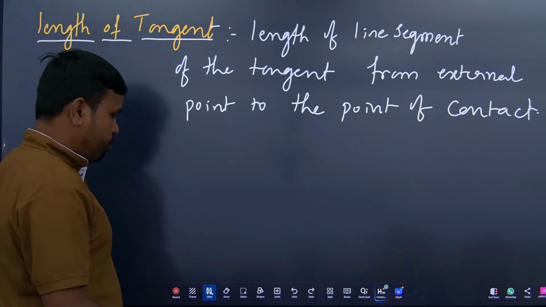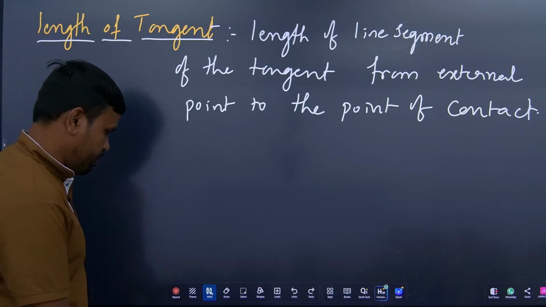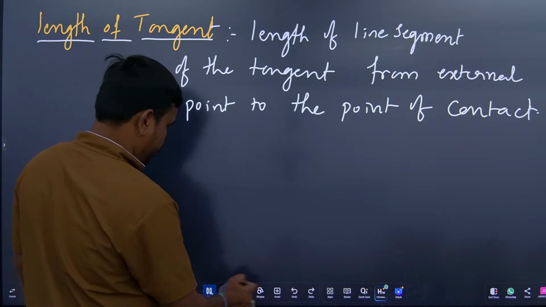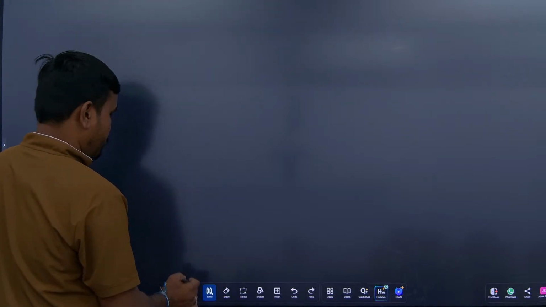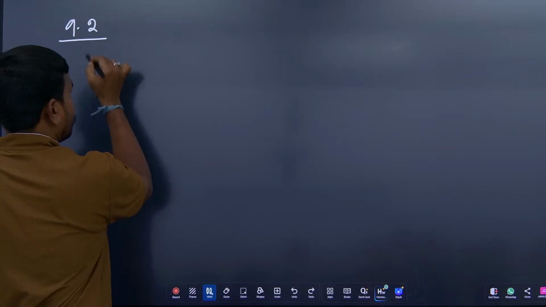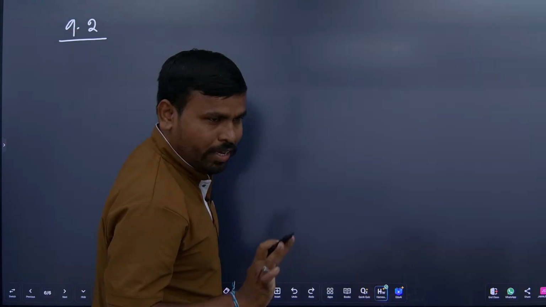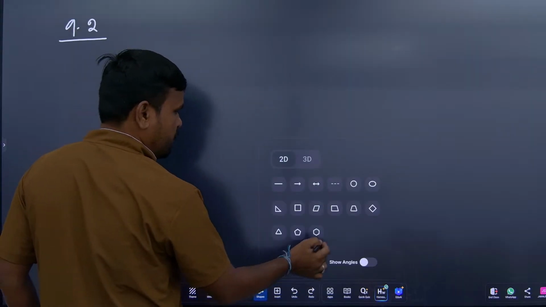Okay. Is that statement clear? Fine. Next, theorem 9.2. The lengths of the tangents drawn from an external point to a circle are equal. Okay. Let us consider one circle.